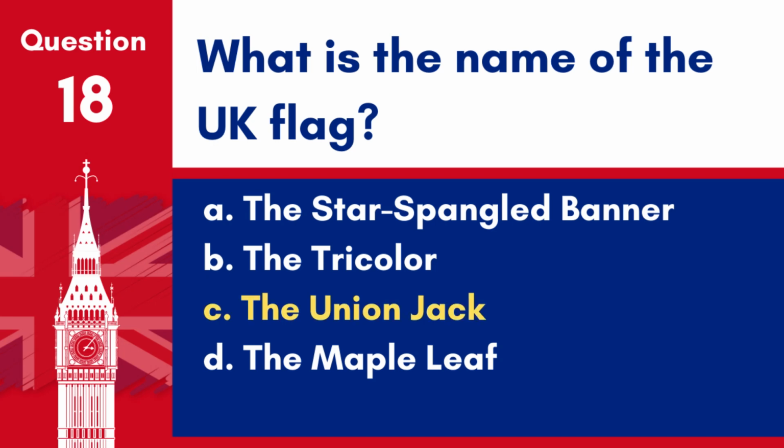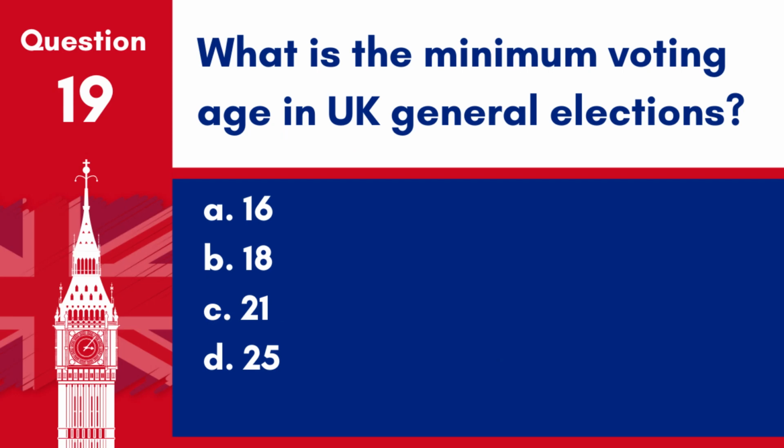The Union Jack. The name of the UK flag is the Union Jack. Question 19. What is the minimum voting age in UK general elections? A. 16. B. 18. C. 21. D. 25. Answer: B. 18. The minimum voting age in UK general elections is 18.